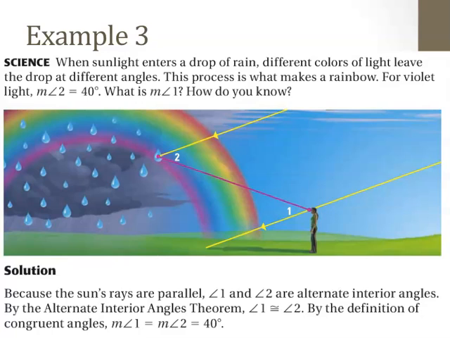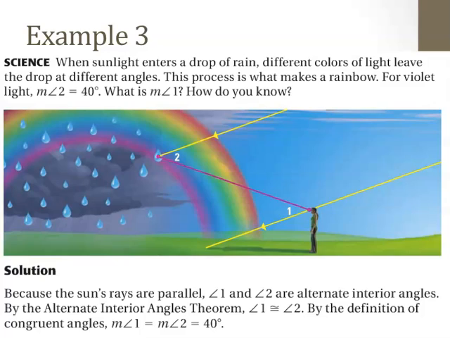So not a lot of math here, it's just a matter of identifying, and from there understanding, because we have parallel lines, we can relate those pairs of angles together, and in this case we know that they're congruent, so we know that the measure of angle 1 is 40 degrees.